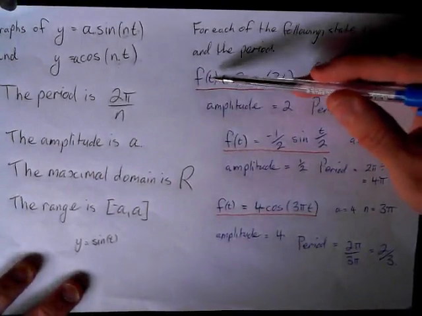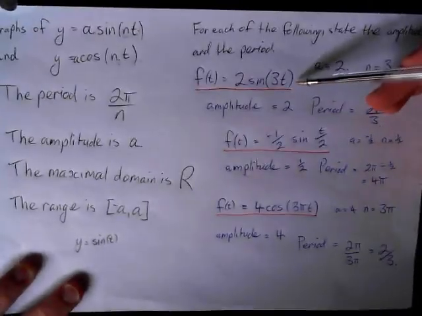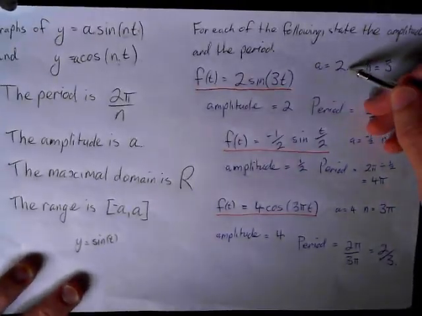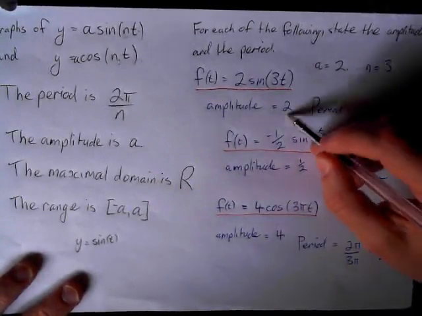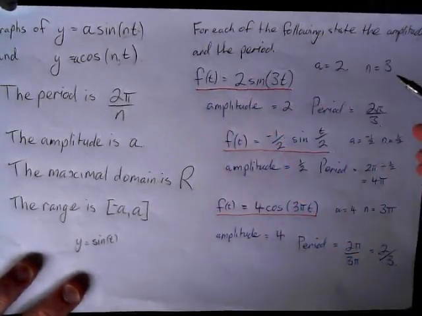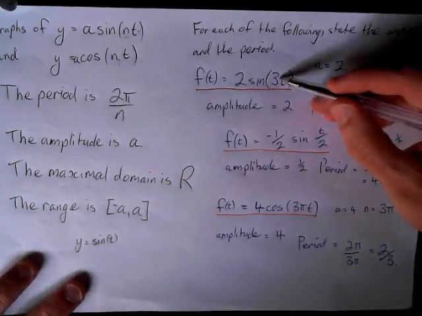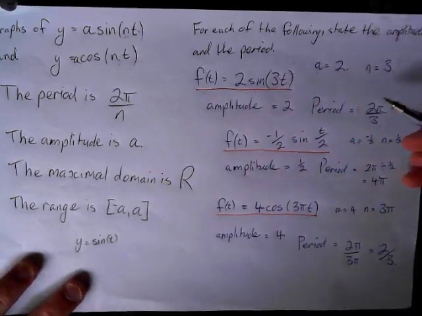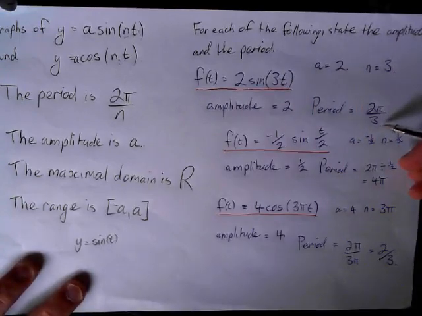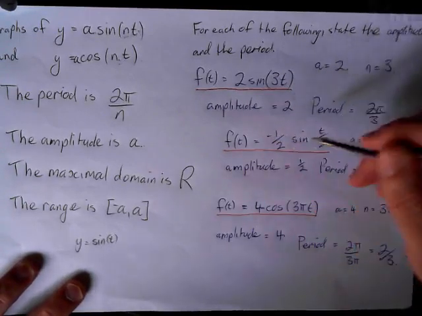We've got f of t equals 2 sine 3t. So the amplitude of the function is 2. It's just that coefficient. And the period is 2 pi divided by whatever this coefficient here is, 2 pi over 3. So that's the period. And I've got a couple of others here.